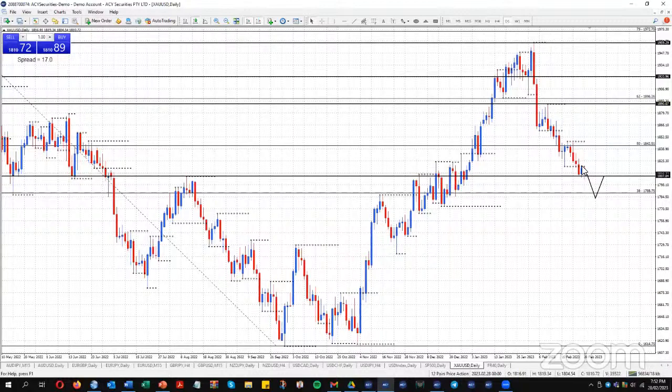So if we're going to continue down, you want to see a break below 1807. Does it become resistance for a continued decline? There is, of course, a possibility that that level holds and we find support there. So you'll just have to monitor that level. That is the key level to watch, 1807 at the moment.